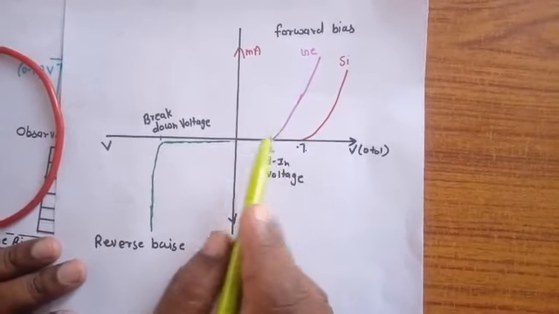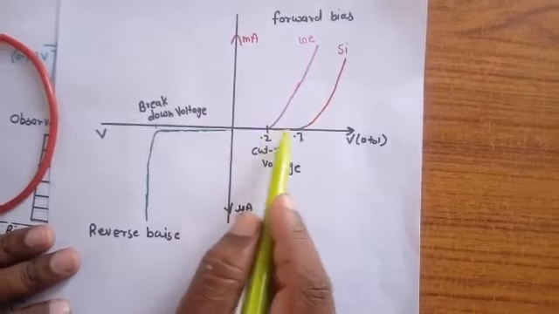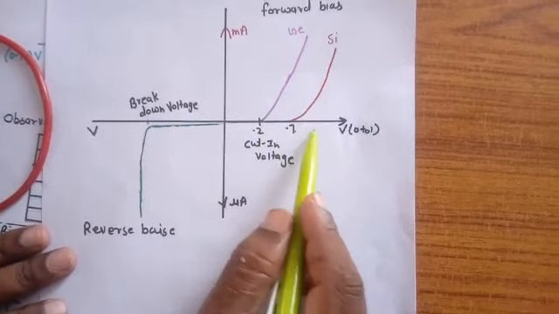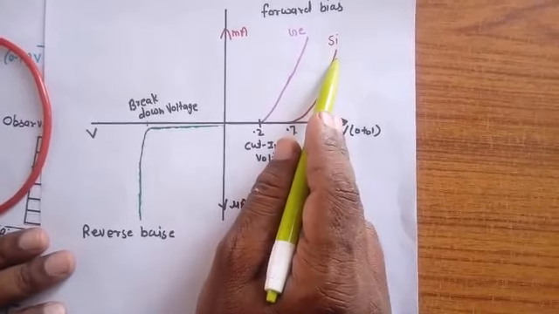If we are taking germanium, then we will draw its graph, and if we are taking silicon, then we will take different values of voltage and draw the graph. Now we will conclude with the reverse bias.